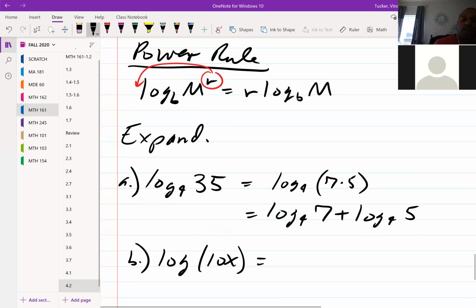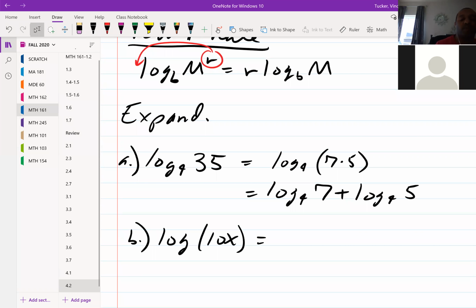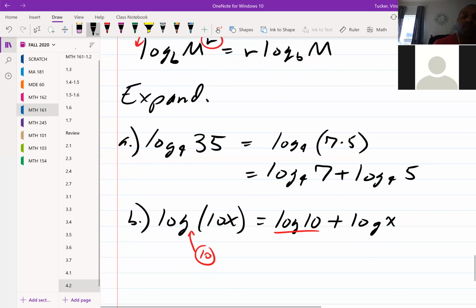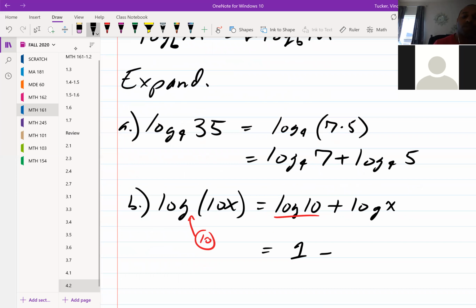Same thing here. Now I can break up that 10 into 2 times 5, but if I'm looking at breaking up our numbers or our terms so that I can reduce as much as possible, don't forget that my base right here is 10. So I will break this up into log of 10 plus log of x, in which log of 10 we talked about already is 1, and then I will leave that log of x as is.